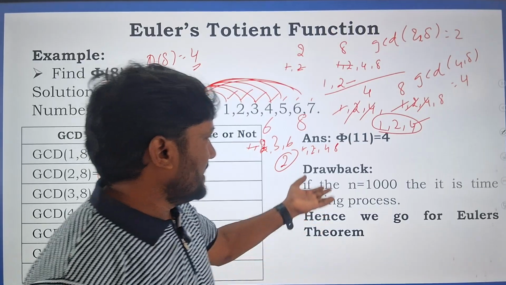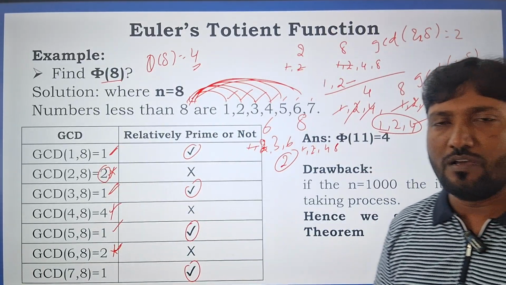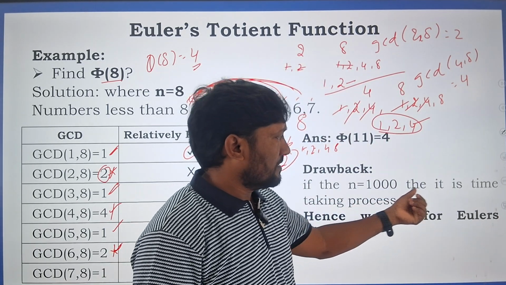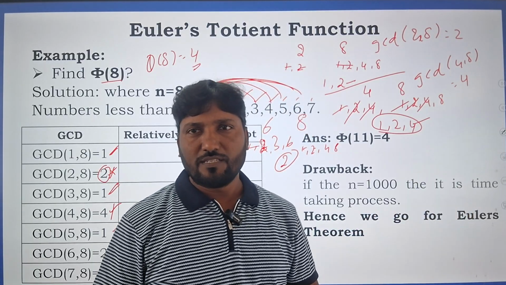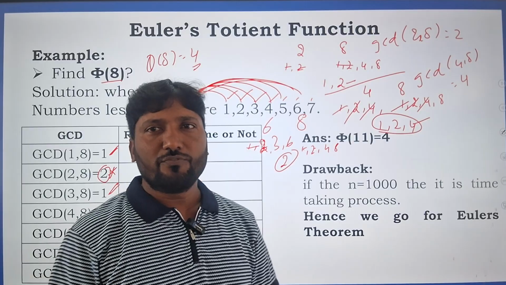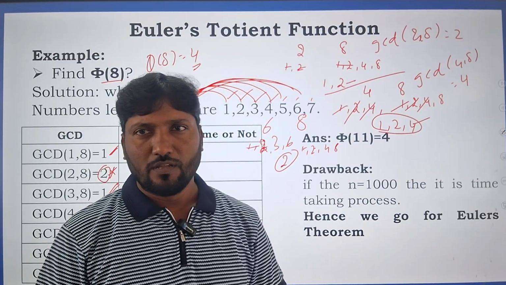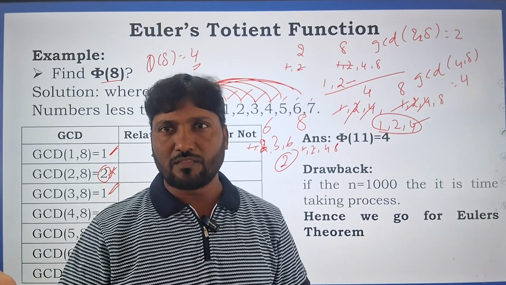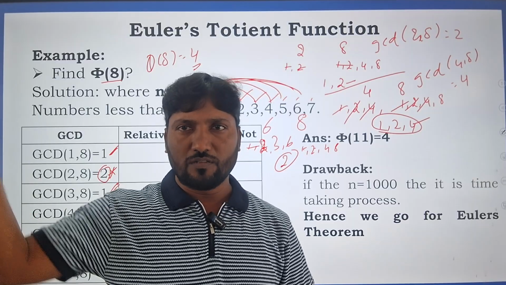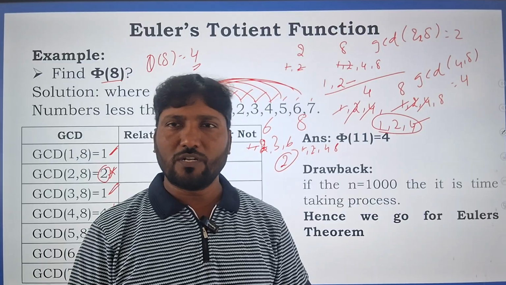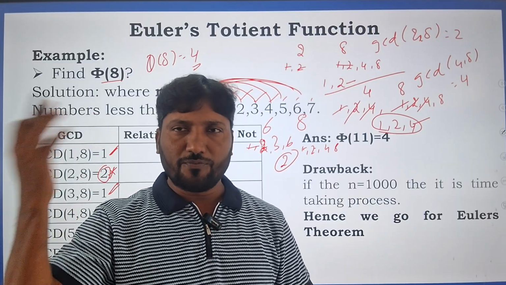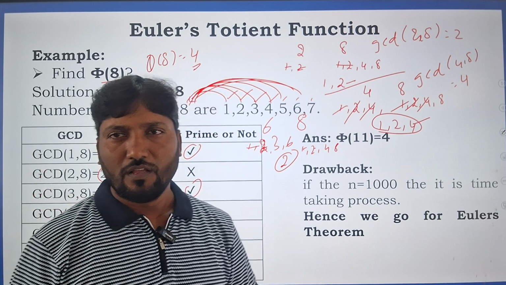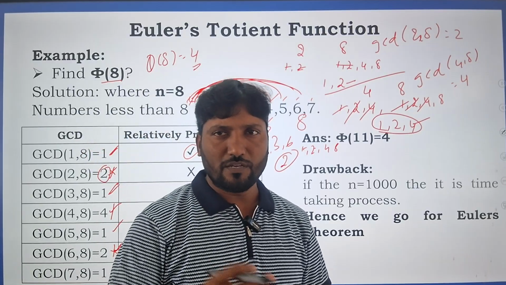Now, what is the drawback here in Euler's Totient function? The simple example: if n equals 1000, then it is a time-taking process. Is it right? Suppose you want to calculate phi of 1000, phi of 2000, phi of 3000. It is time-taking because we have to calculate the GCD of 1 with 1000, 2 with 1000 and so on, up to 999. If the value is 2000, then we calculate up to 1999 and so on. It is not practical to calculate, because it is a time-taking process.